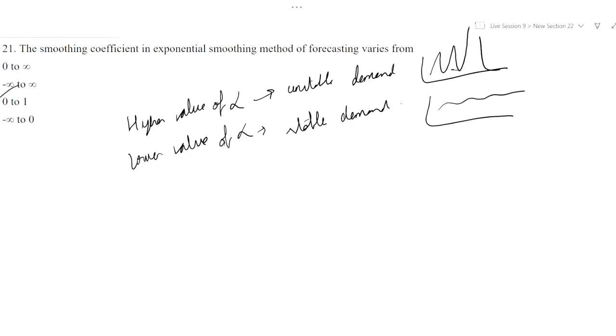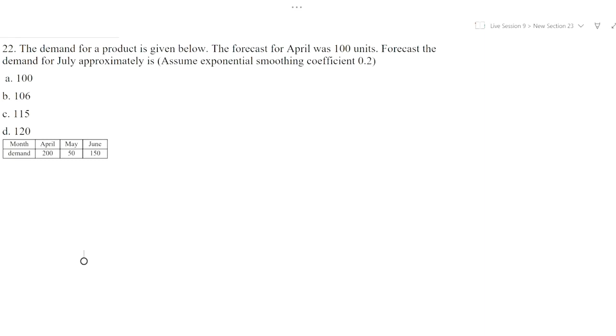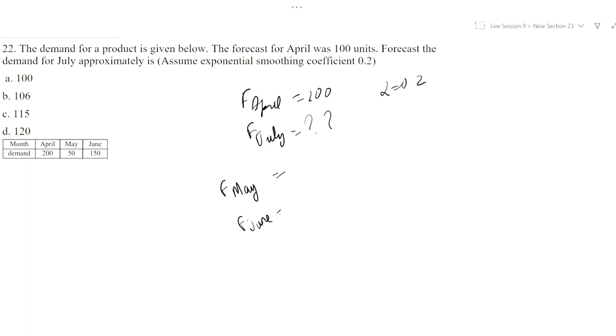Okay, so the next question. The demand per product is given. The forecast for April is 100. Now it is asking for the forecast of July. We have already discussed smoothing coefficient is given as 0.2 and this is the demand data. So first we will find out the forecast of May. Then we will find out the forecast of June. Then we will find out the forecast of July.